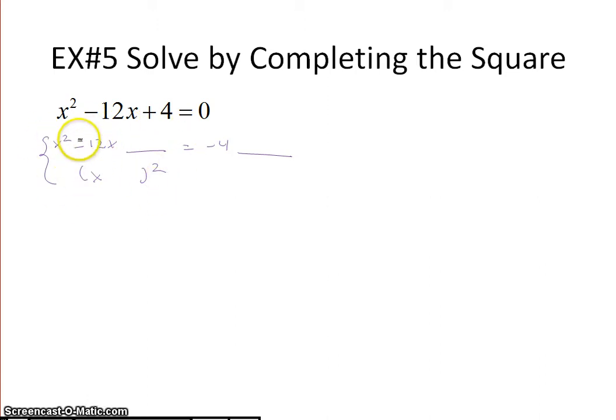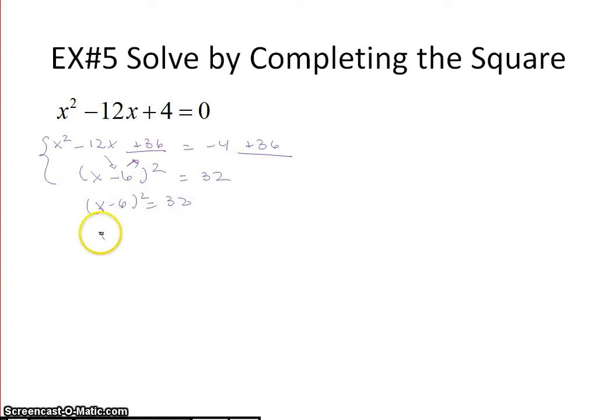So to write as a perfect square, you take half of the middle number, which is -6, and then you square -6, which is a positive 36. And I added 36 here, so I'm going to add 36 here. So on the right-hand side, I end up with 32. So just to write it more neatly, x minus 6 squared is 32.